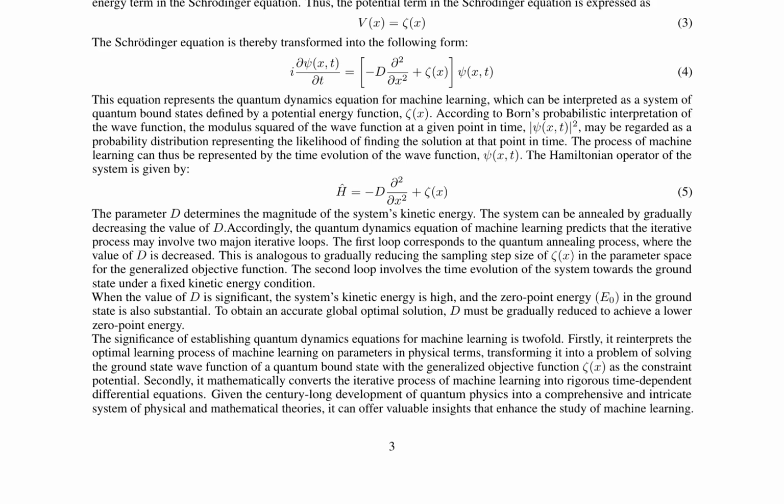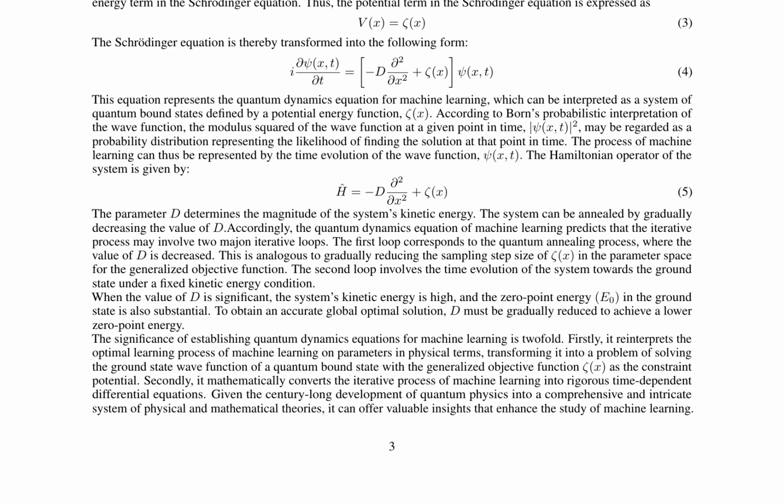The modulus squared of the wave function, |ψ(x,t)|², represents the probability distribution of finding the solution at a given point in time, according to Born's probabilistic interpretation. The Hamiltonian operator of the system is defined as H = −D² ∂²/∂x² + ζ(x), where D determines the magnitude of the system's kinetic energy. The system can be annealed by gradually decreasing the value of D. The quantum dynamics equation of machine learning predicts two major iterative loops: the quantum annealing process, where the value of D is decreased, and the time evolution of the system towards the ground state under a fixed kinetic energy condition.